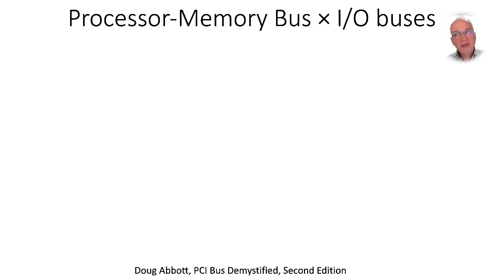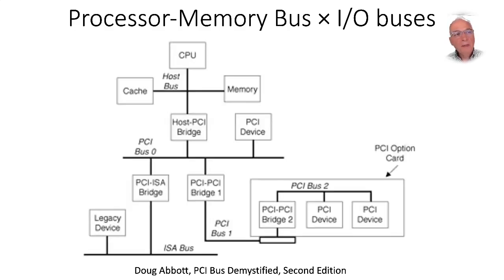There is the processor memory bus, and then there are I/O buses. This is a picture that illustrates the organization of a typical computer system. You have the CPU, that's where our processor lives. And then there is a host bus. The host bus connects with one or several layers of caches, with the memory, and with a bridge. This is what's called the host PCI bridge.